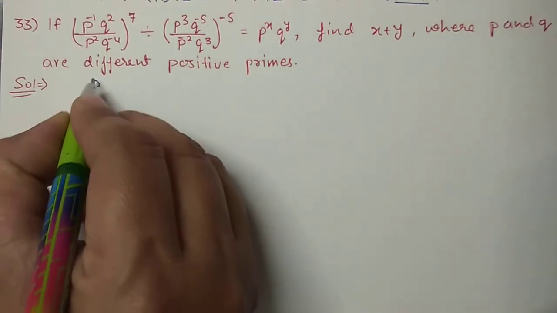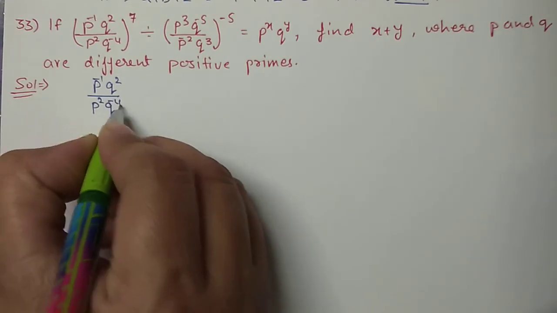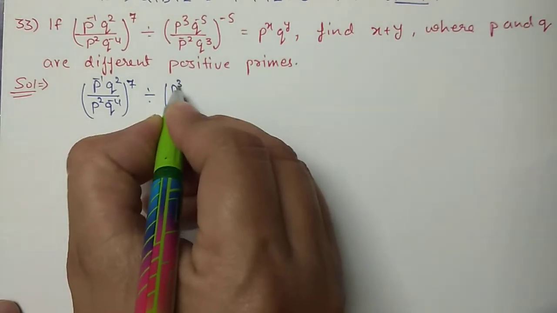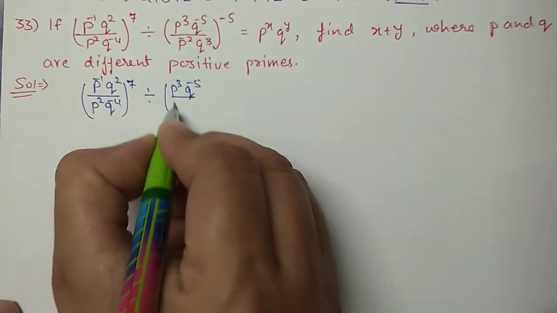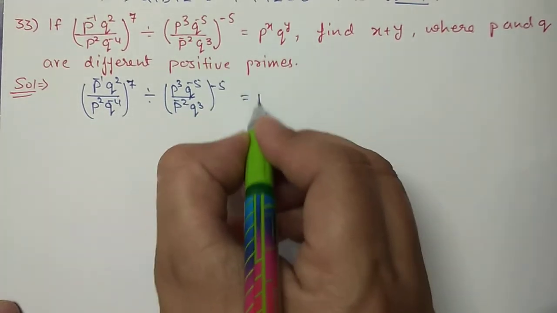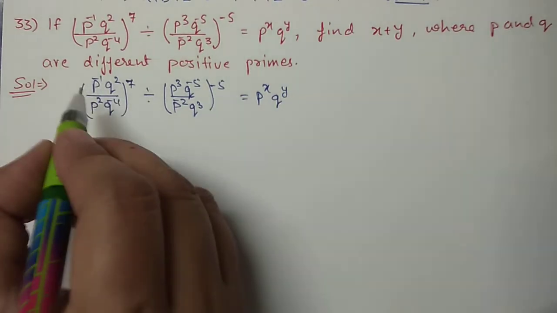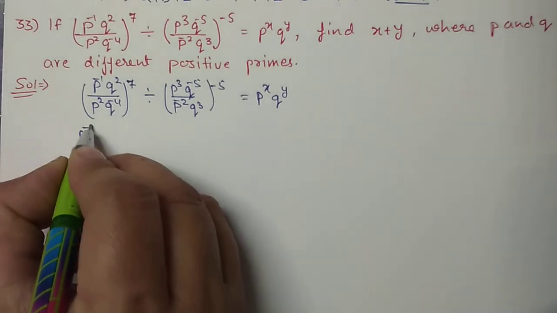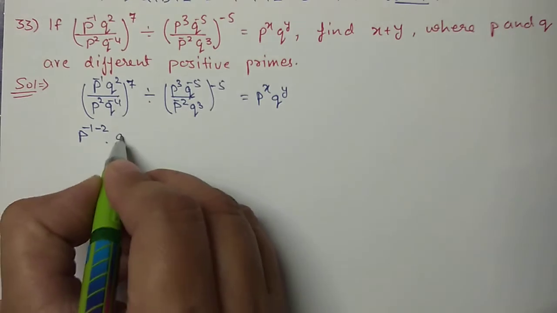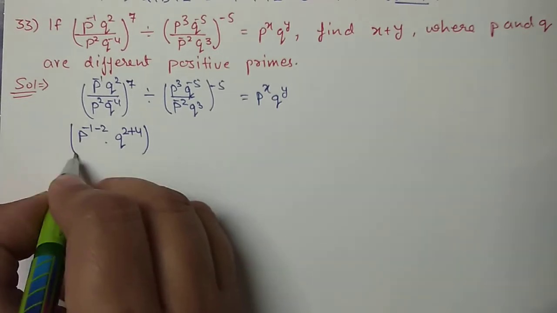So we have (p to the power minus 1 q to the power 2 divided by p to the power 2 q to the power minus 4) whole to the power 7, and this is (p to the power 3 q power minus 5 divided by p power minus 2 q power 3) whole to the power minus 5 equal to p power x and q power y. So first here p we will take together. Here it is p to the power minus 1 minus 2. When you take this 2 up, it will become minus, q power 2, and this minus 4 when you take up, it will become plus.